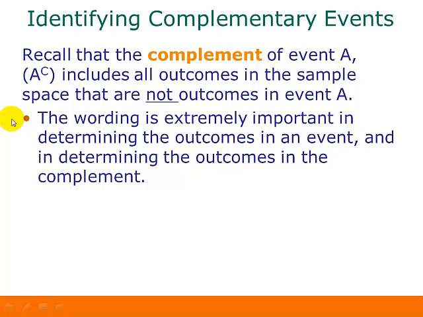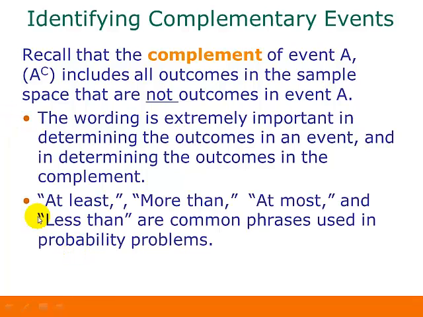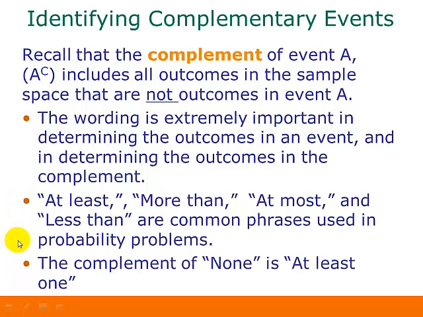And to understand this, you have to pay special attention to the wording in the problems. The wording is extremely important in determining the outcomes in an event and in determining the outcomes in the complement. So phrases like at least, more than, at most, and less than are common phrases used in probability problems. One other point here is that the complement of none is at least one.